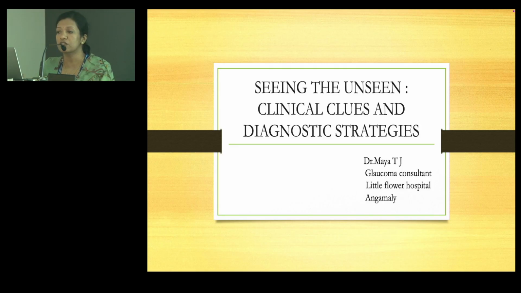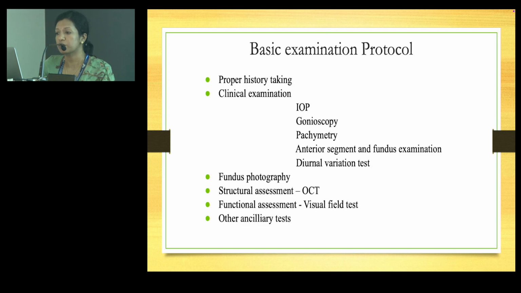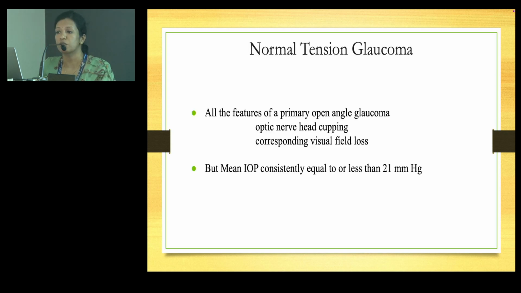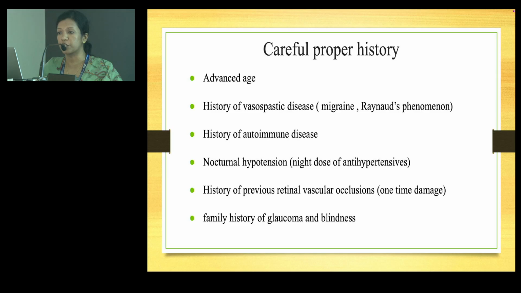I'll be presenting on seeing the unseen, clinical clues, and diagnostic strategies of normal tension glaucoma. I'll be explaining in this format. Normal tension glaucoma has all the features of a primary open angle glaucoma with optic nerve head cupping, corresponding visual field loss, but mean intraocular pressure consistently equal to or less than 21 millimeters of mercury.